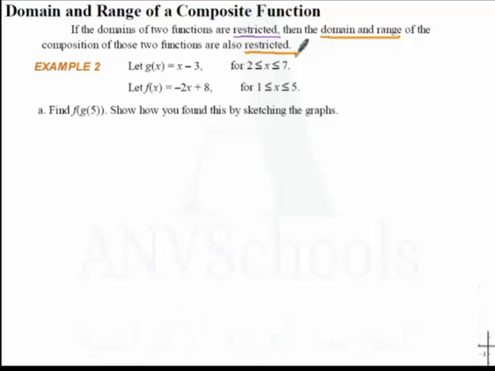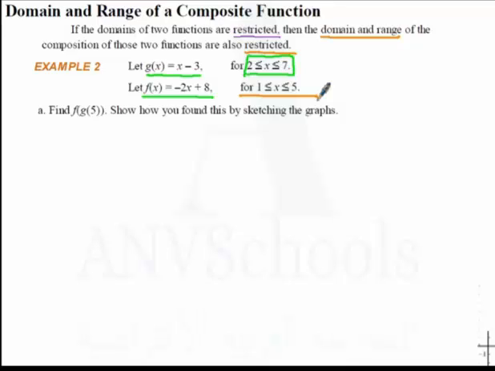And we're going to embed these properties into example number 2. Let g of x is equal to x minus 3, for restricted domains from 2 to 7. Meaning these are your x values and the set of your domain, from 2 to 7. And let f of x is equal to negative 2x plus 8 for x values ranging from 1 to 5. So our restricted domain is from 1 to 5.